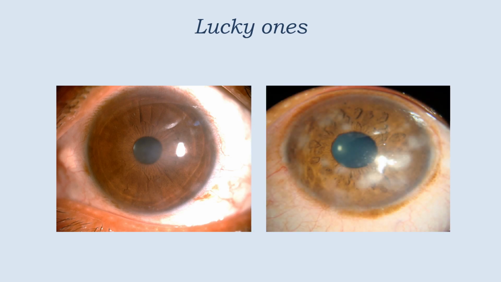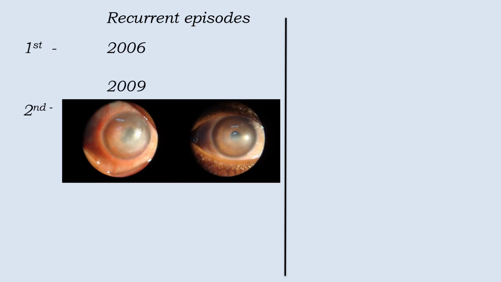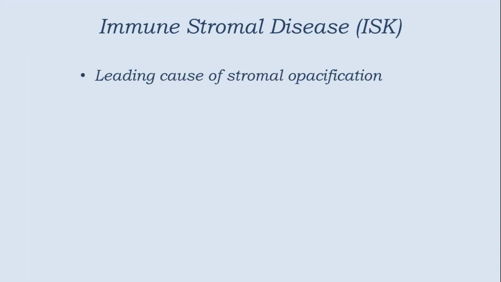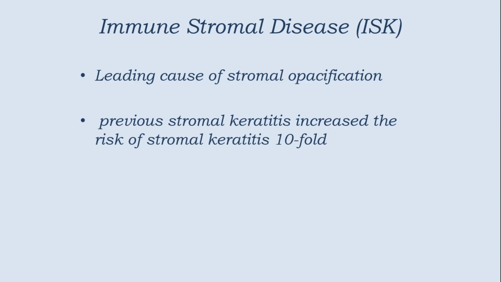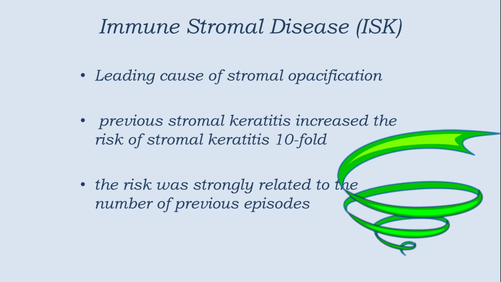Otherwise, in many, it involves visual axis, and major problem is that it is likely to happen again and again, and episodes keep on increasing. Another patient developed first episode in 2006, had second in 2009, recovered with treatment, third episode in 2011, fourth in 2014, fifth in 2016. So that is the reason that this is a disease which is a major cause of blindness, particularly when it happens bilaterally. Episodes keep on increasing just like a downward spiral.